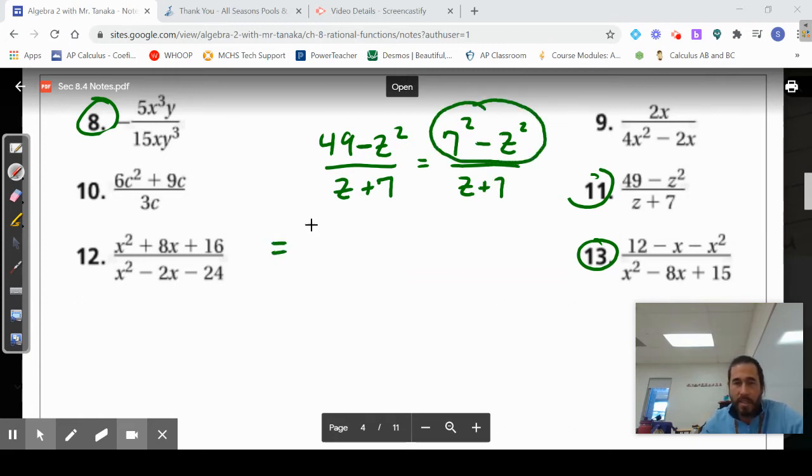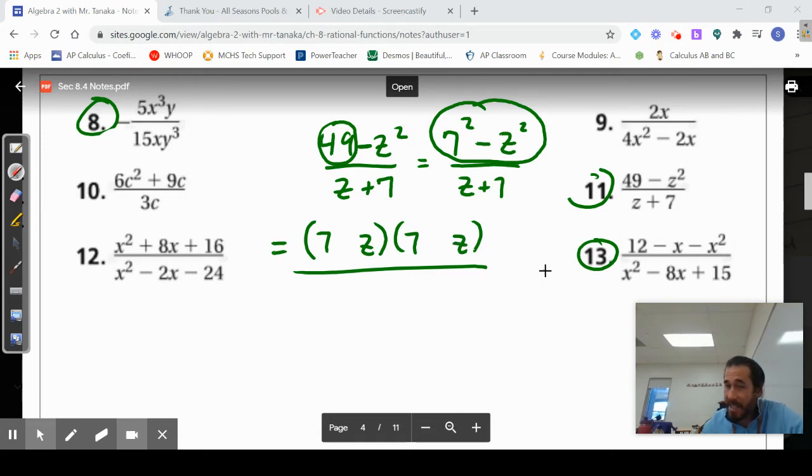When I have a difference of two squares, remember it factors to two things. The first thing is a 7 times a 7, which gave me the 49. The second thing is the variable, a z and a z. And then remember, when we did these in the first semester, there's got to be a minus in one and a plus in the other. It doesn't matter which one goes where. And then I get a z plus a 7 down below.